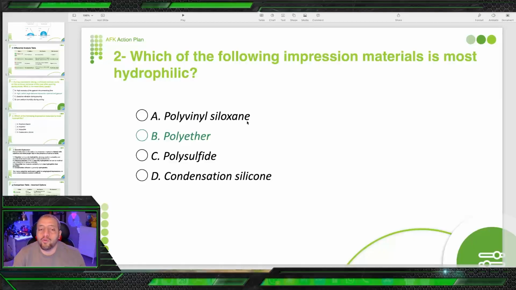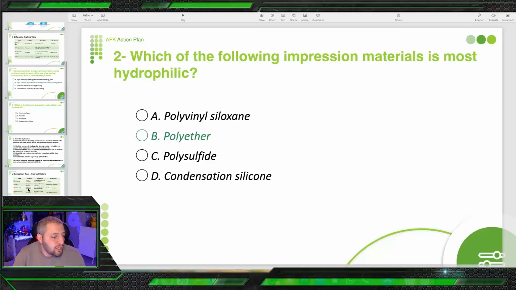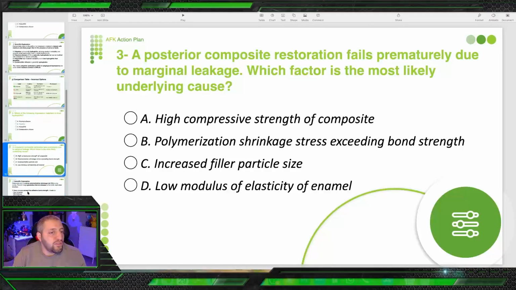One more question for you. What is the impression material which has the best hydrophilicity? Which type of impression has the best hydrophilicity? And you'll be shocked when you know the answer. Moving to the next question.